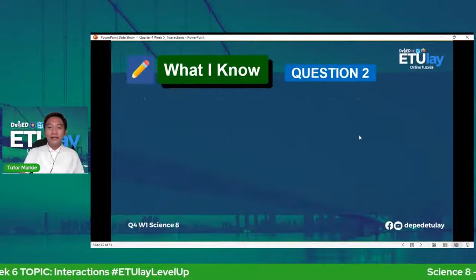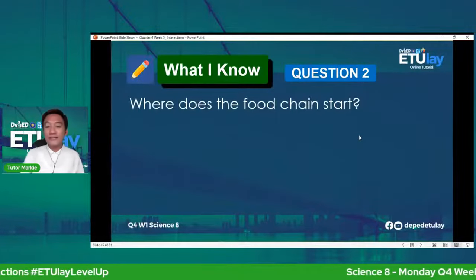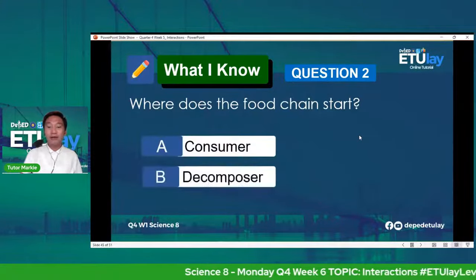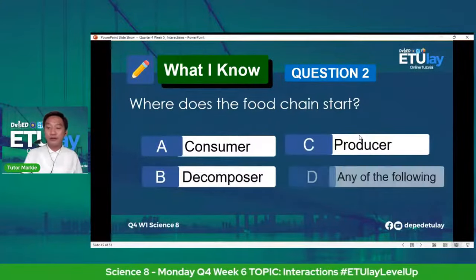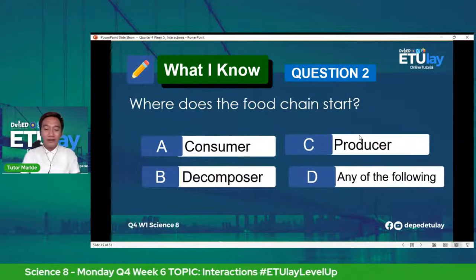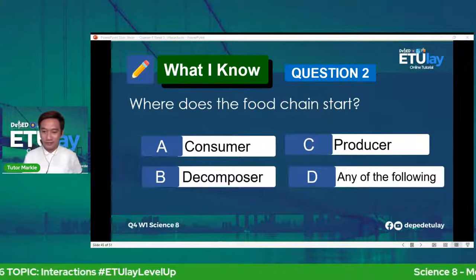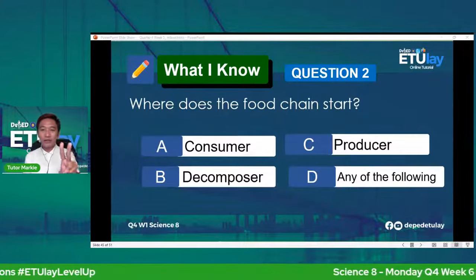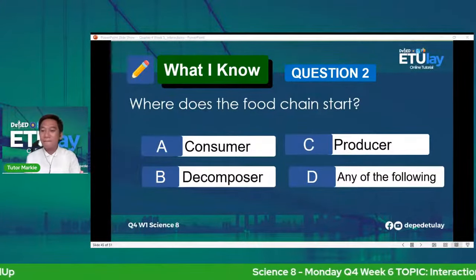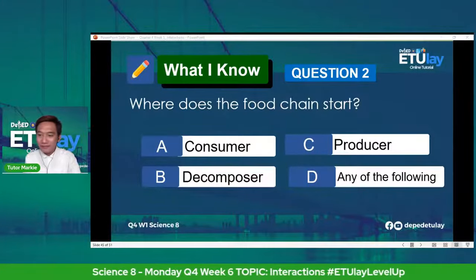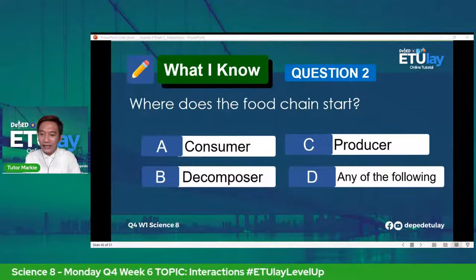Second question: where does the food chain start? A, consumer; letter B, decomposer; letter C, producer; or letter D, any of the following? Who starts the food chain? Okay, we are now on the second question of our assessment. Let's see your comments. We wait, they are still answering.